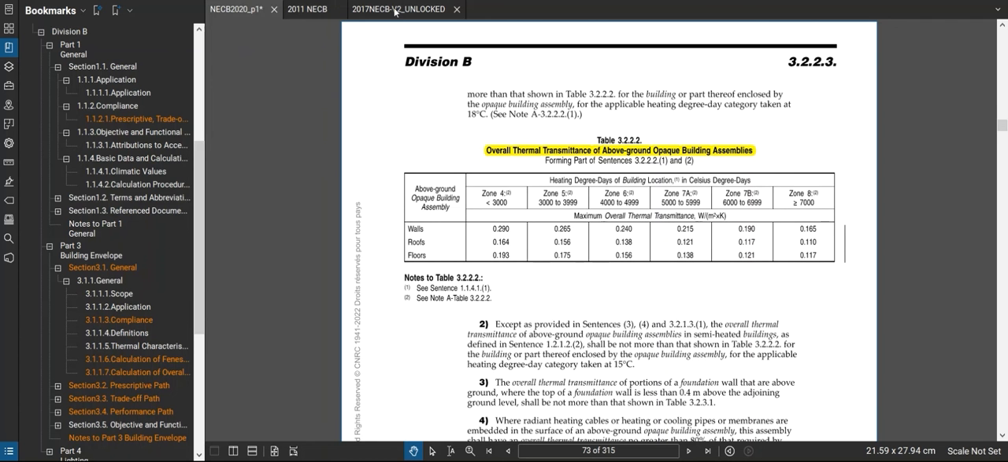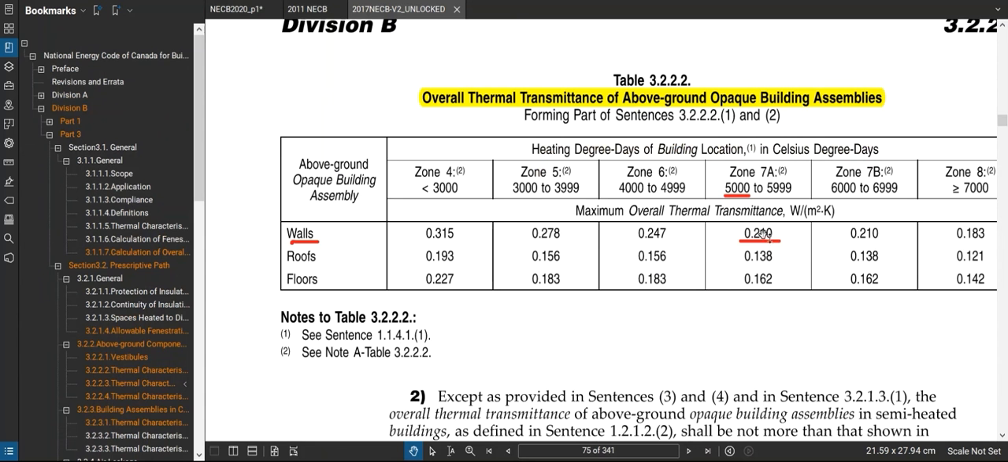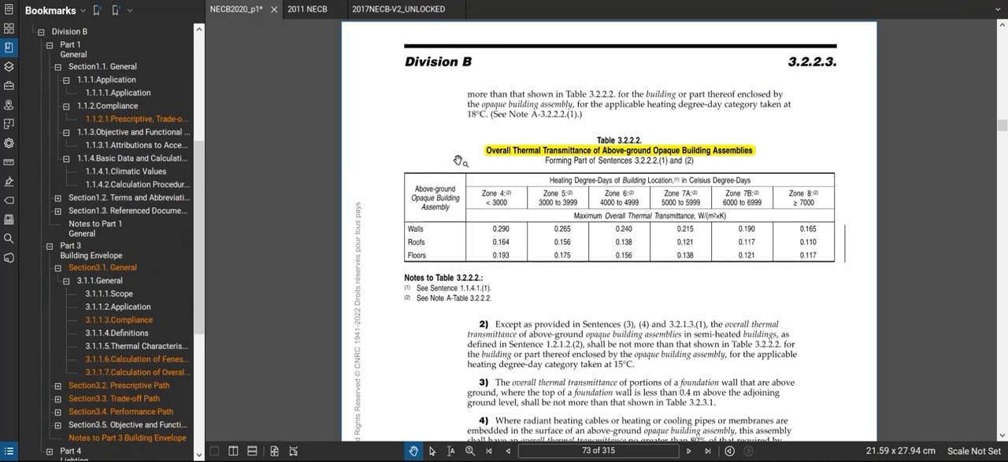So I've opened up the 2017 here, and it used to be a 0.21 was required. So if you convert that, in the 2017 energy code, a 4.75-ish RSI was required. Now only a 4.65 RSI is required, which is kind of interesting. You'd think that would go the other way, but there must have been some reason they moved that down a little bit.